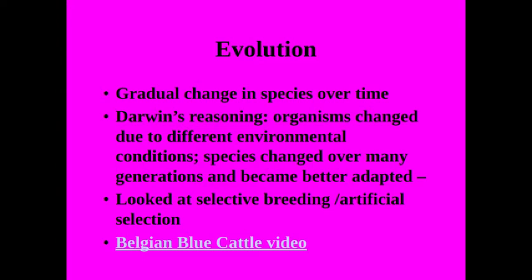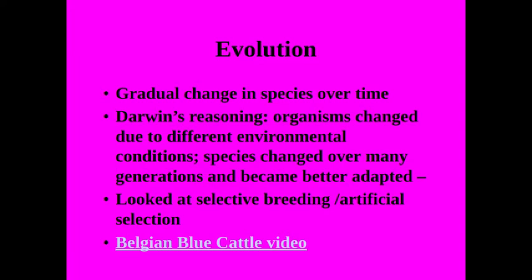His reasoning behind that was that organisms were able to change because of different environmental conditions. Those species changed over many generations and became better adapted. And so those that were better adapted survived, reproduced, and passed those traits on. And with this, he really looked at selective breeding.